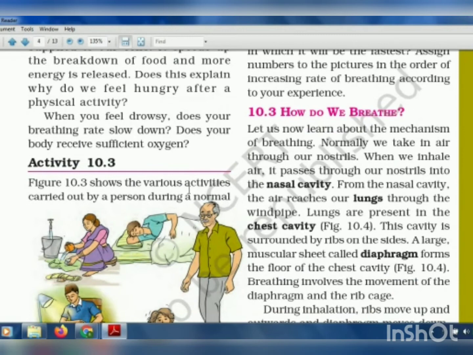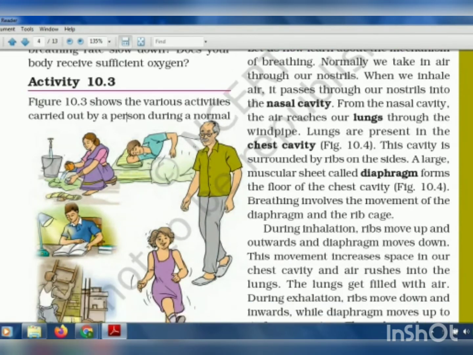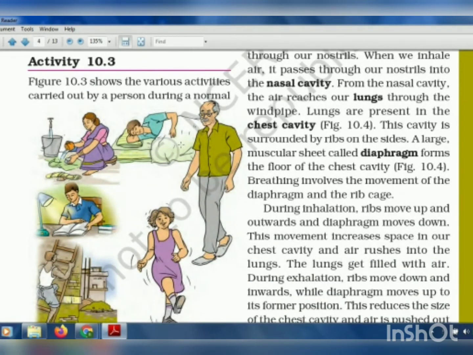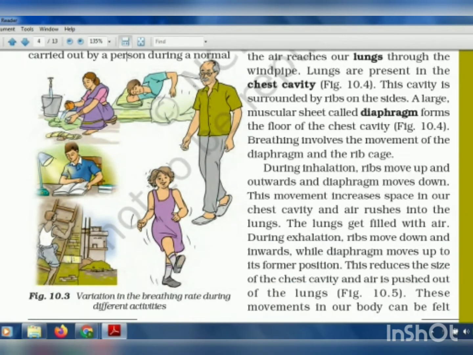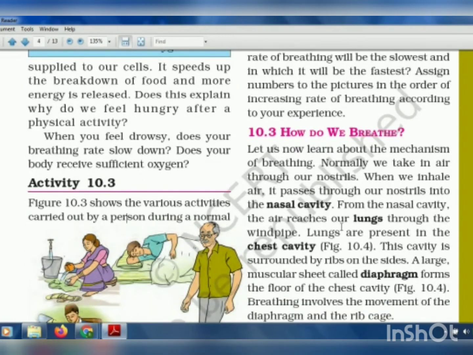Okay. So in this activity 10.3, they have just shown you the different activities we do in our day-to-day life, and according to that we have to decide which activity has the lowest breathing rate and which activity has the highest breathing rate. Okay. Now the next topic here is how do we breathe?